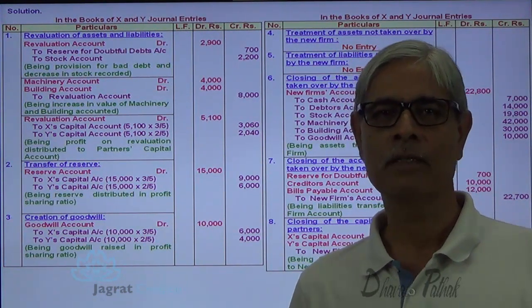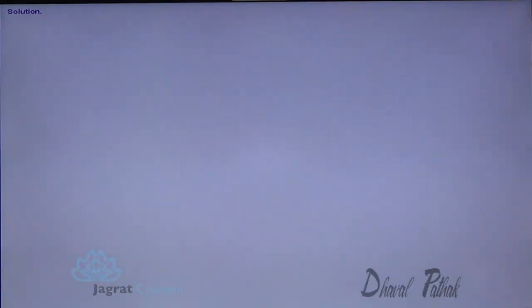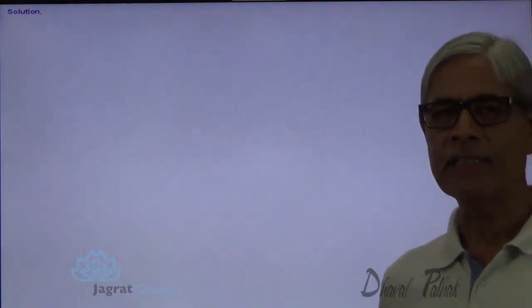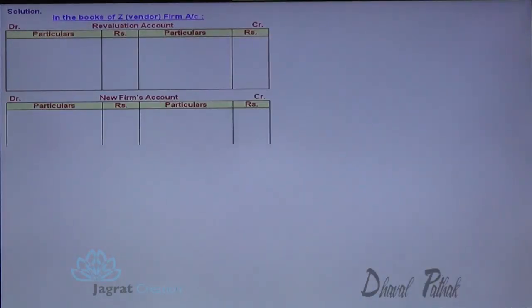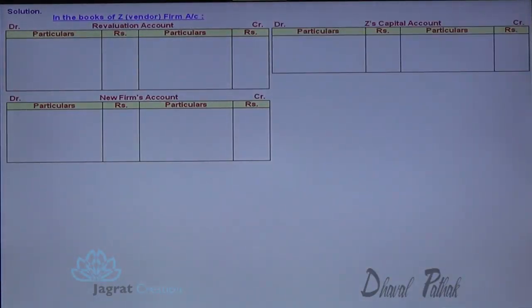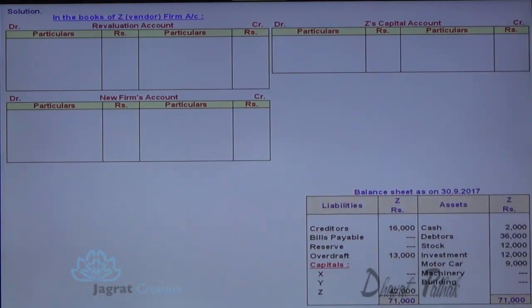Now I start with Z. Now let us start with Z. Here I prepare revaluation account, new firm account, Z's capital account. First of all, I will write down the capital balance of Z. First step, consider the revaluation adjustments.